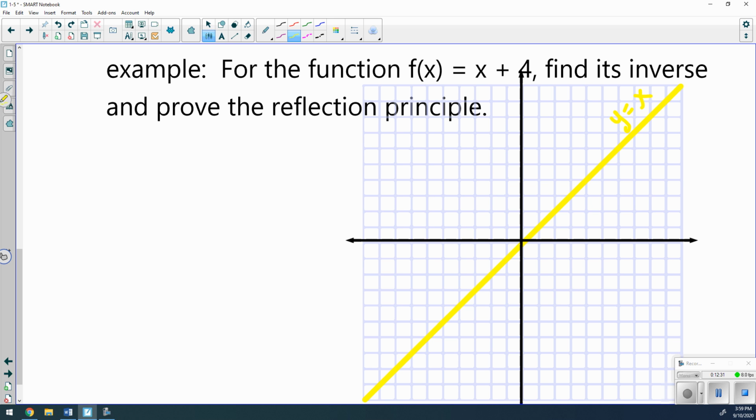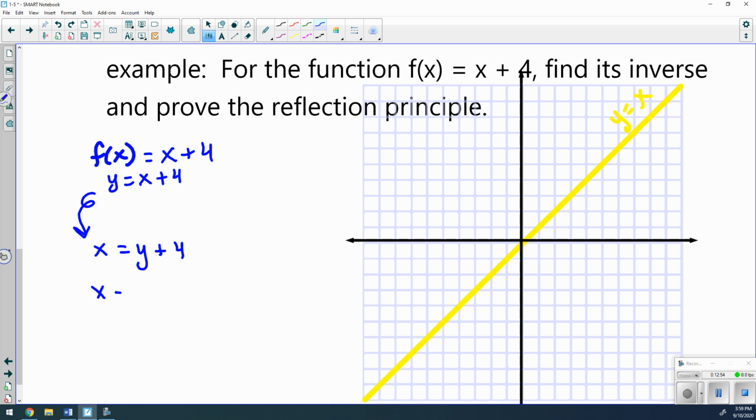And then I'm going to pick up another fun function. I put the fun in functions today. Just kidding, I never put the fun in functions. f of x is equal to x plus 4. Remember, that's like y equals x plus 4. Let's do a whole switcheroo. x is equal to y plus 4. x minus 4 is equal to y. Rename: f inverse of x is equal to x minus 4.